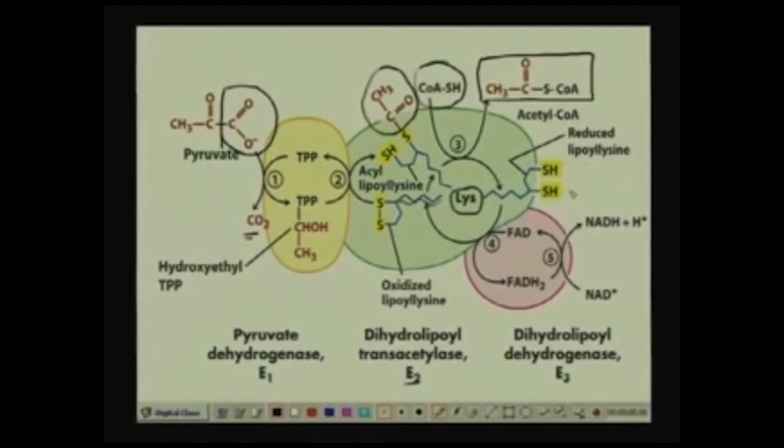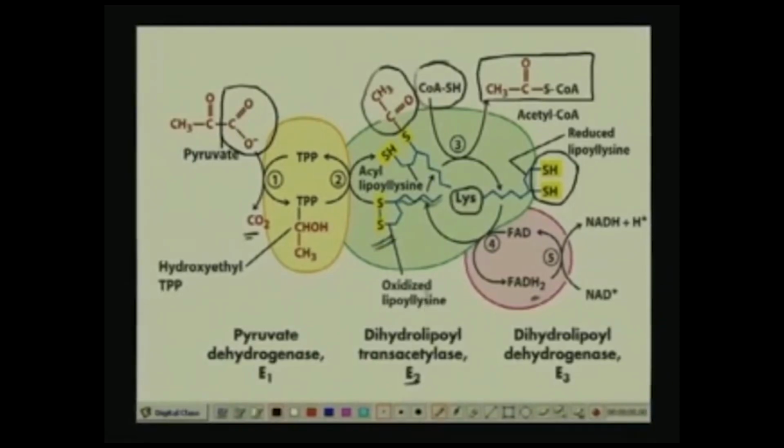SH. Now what must happen for this to act again? This has to get back to the dithiol there. So two of these H's have to be removed. How can they be removed? They are removed by FAD. FAD then comes into the picture, picks up the two hydrogens, and this gets back to your oxidized lipoyl lysine.